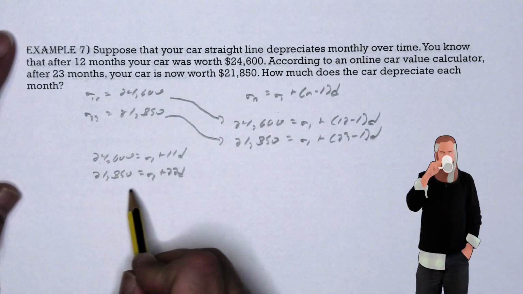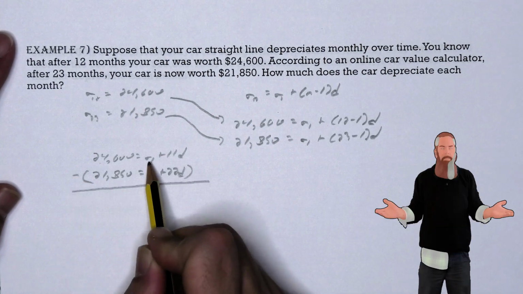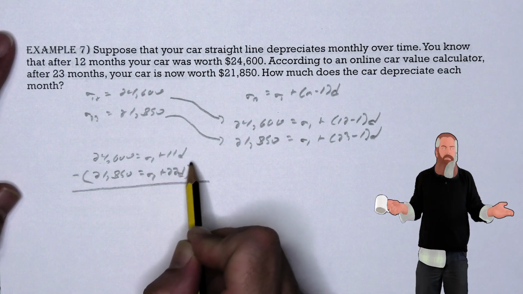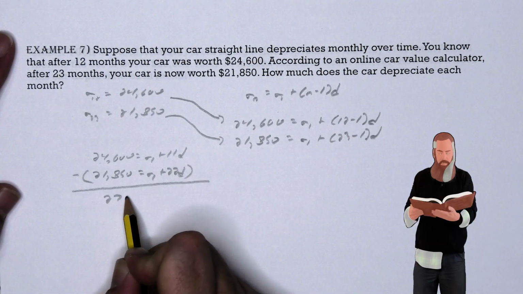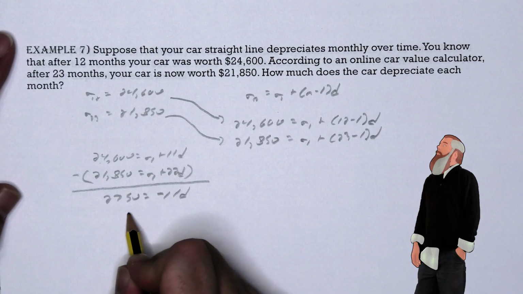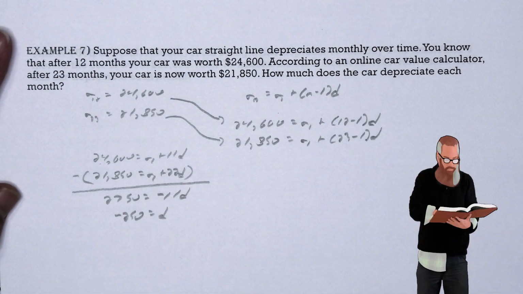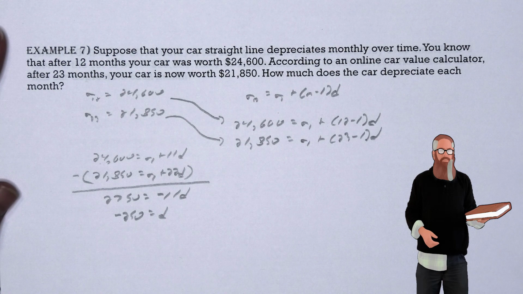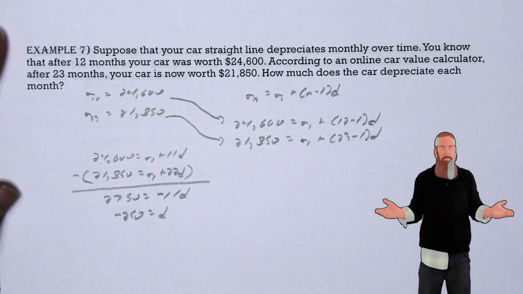Let's subtract this whole second equation from the first equation, allowing us to eliminate the A sub 1's and be left only with the d. That's going to give us 2750 is equal to negative 11d, or that negative 250 is equal to d. So the common difference is a negative 250. This can be interpreted as a drop in the car value of $250 every month.